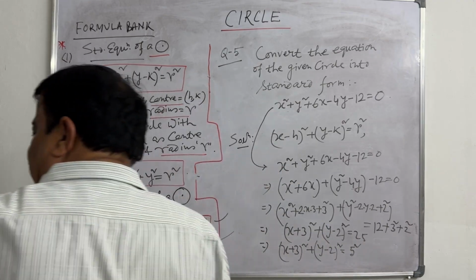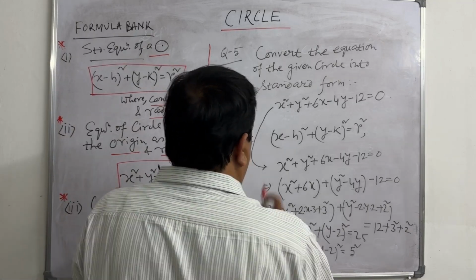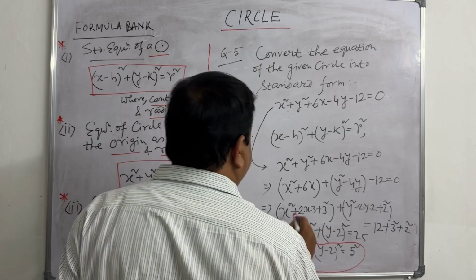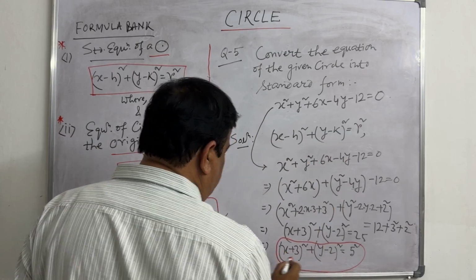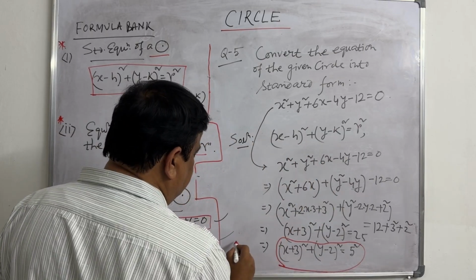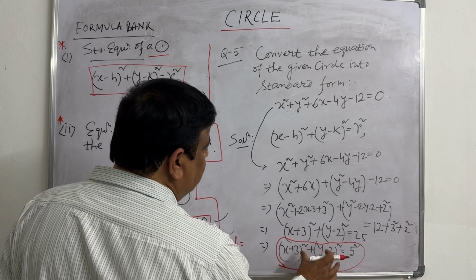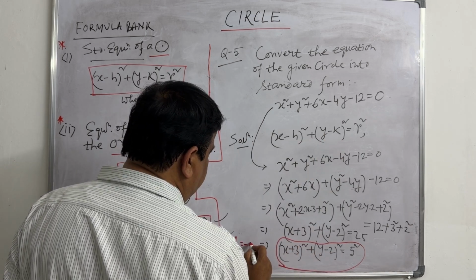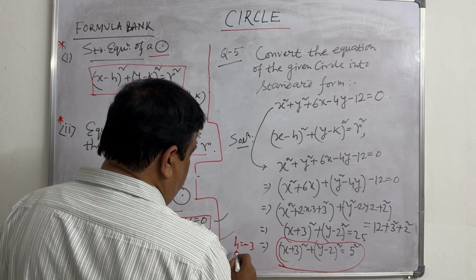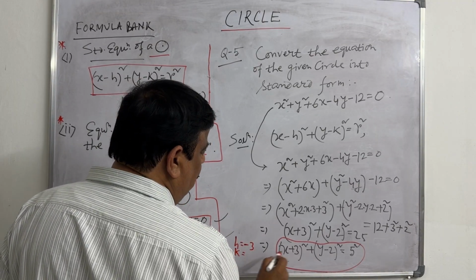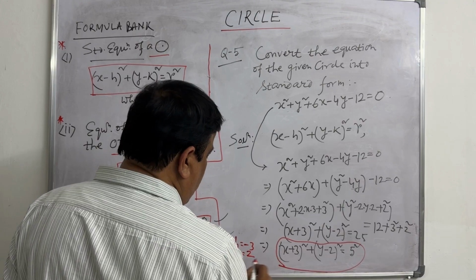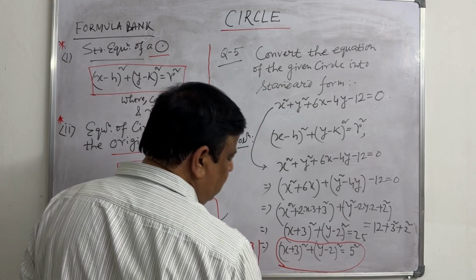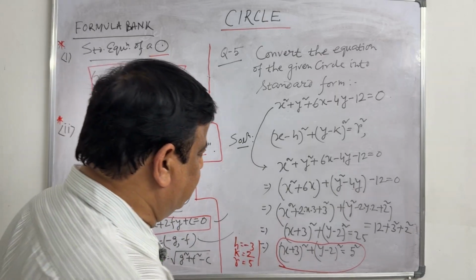So this is the conversion of this equation into the standard form. So what is the value of h and k here? If you compare this equation with the standard form, then h will be minus 3. Okay. And what will be k? k will be 2. And what will be the value of the radius? That is 5. So this is the answer. And this is the conversion.